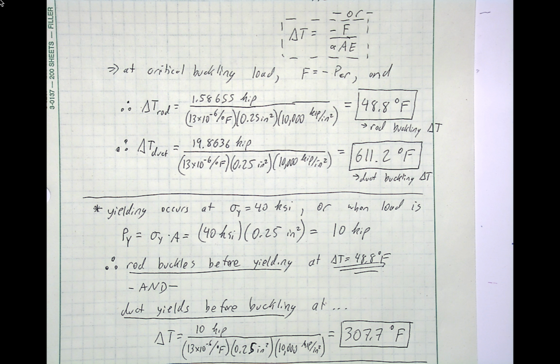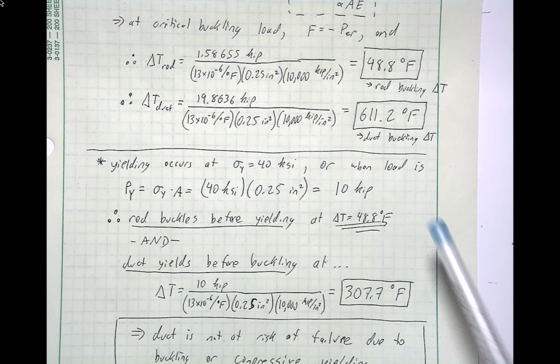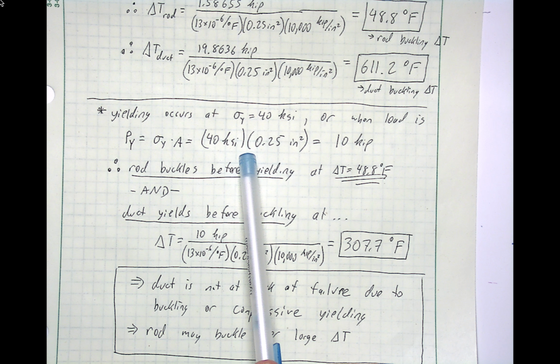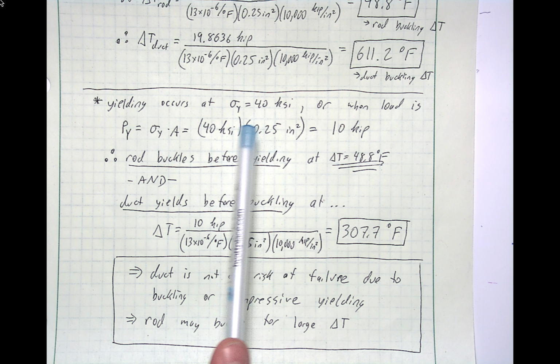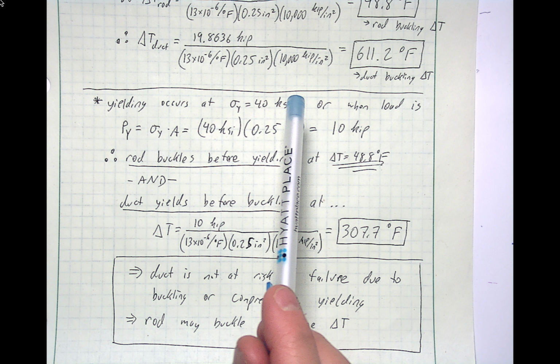Let's see here. So, we see that the rod, in the configuration of the same amount of material being in a square shape as opposed to a hollow square shape, has a much lower critical load and therefore a much lower temperature change. But we do have this yield strength too. So let's compare this to the possible yielding of both columns. Yielding is going to occur for the material at a stress of 40 ksi. And here we're interpreting this as a compressive stress.